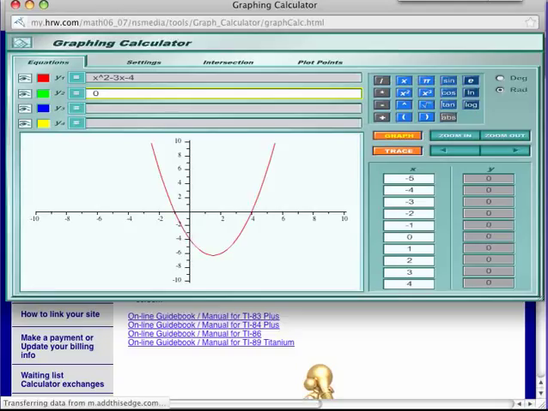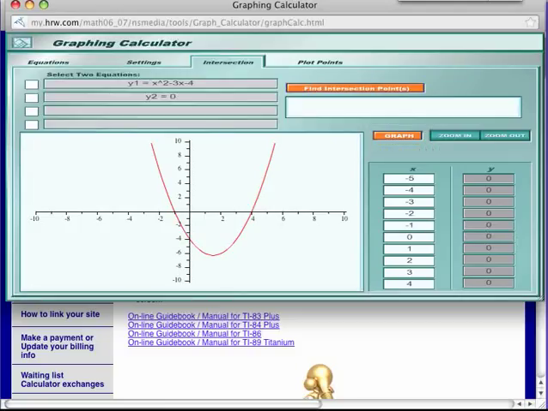Now if I want to find the zeros, the roots, or the x-intercepts, I can see where they're at. Say for example it wasn't easy to see. I'm going to go up here to intersection. You see that at the very top? You have equations, settings, intersection, plot points. If I click intersection, notice what I've got. I've got the two functions. What I need to do there is select the 2 points. Notice how I'm doing that.